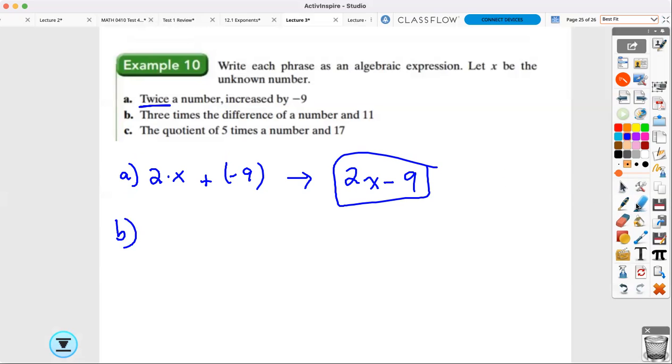B, 3 times the difference of a number and 11. The difference of a number and 11 is subtracting, x minus 11. So times is the parentheses. The 3 is right here, and then the difference of a number and 11 is x minus 11. Does everyone see how the color coding matches the statement?